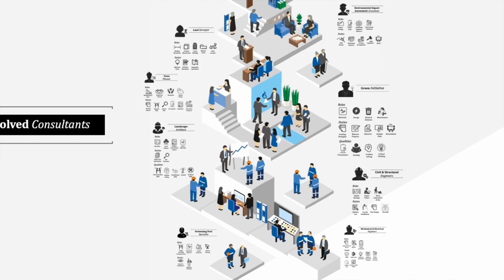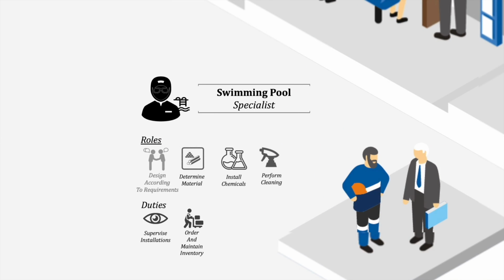As for a swimming pool specialist, he works with other consultants in designing the swimming pool with the wants, needs, and budgets of a client. After designing, he selects suitable materials to be used to build a swimming pool. Furthermore, he also handles and installs chemicals and performs minor cleaning and repair to swimming pools after completion.